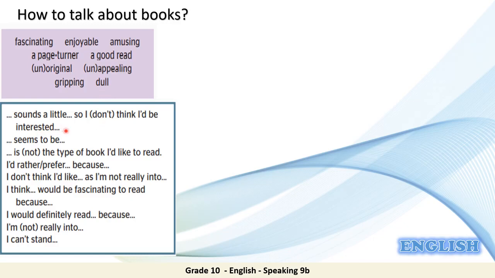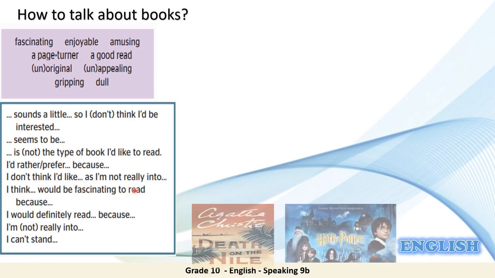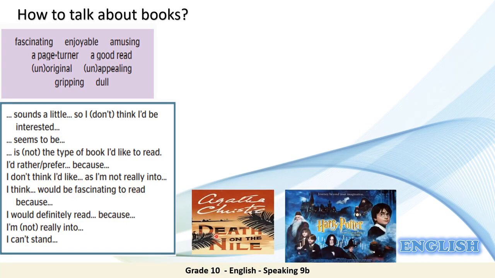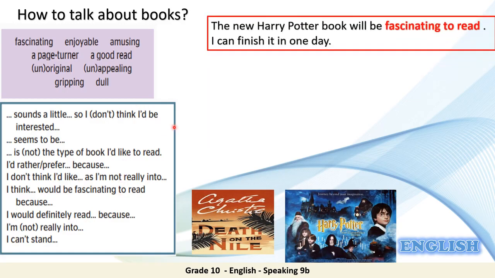So, these are also some expressions that we can use to talk about books. For example, here we have 2 books. One is Death on the Nile by Agatha Christie, and the other one is Harry Potter. Now let's find out together how to talk about these 2 books using these expressions. For example, you can say, the new Harry Potter book will be fascinating to read. I can finish it in 1 day.